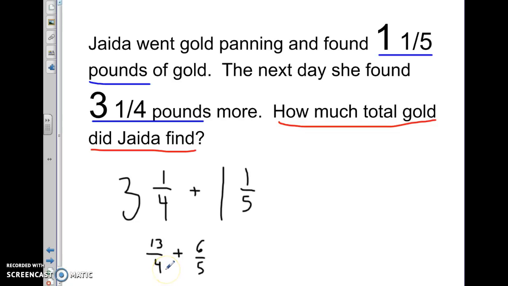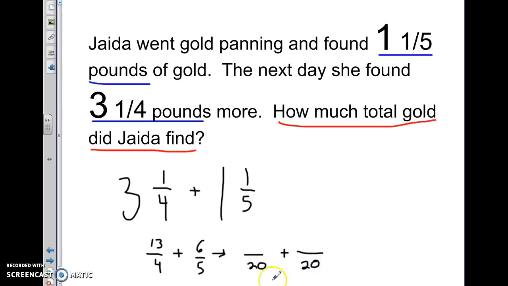So think about what's the lowest common multiple of 4 and 5. 4, 8, 12. None of these end in 5s or 0s. So no, 4, 8, 12, 16, 20. Oh, 20 ends with a 0 in the ones place, so that's going to work. So this is the same as something 20ths plus something 20ths, right?